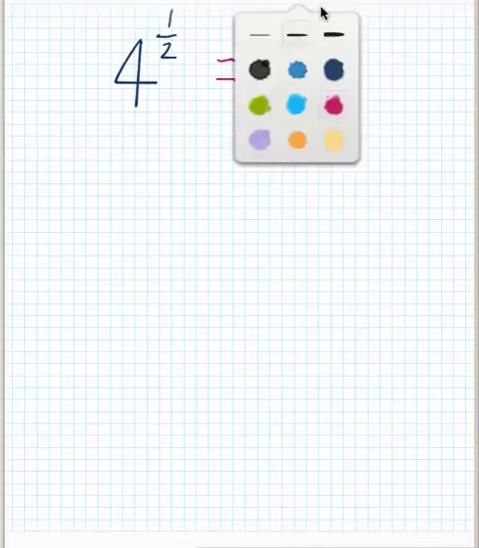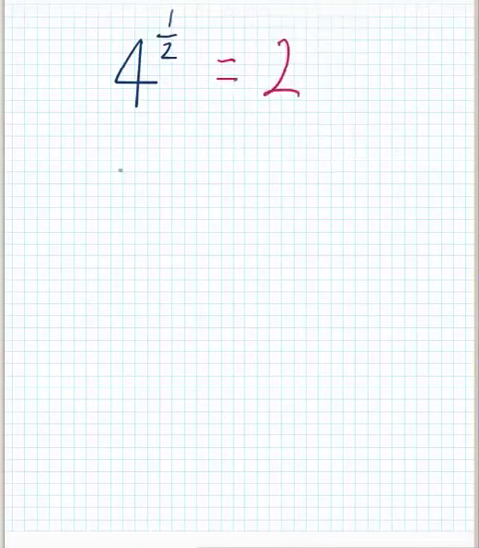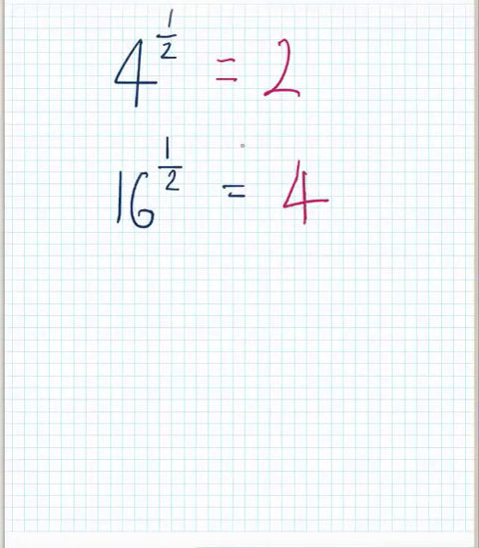I want you to try another one. Try 16 to the power of a half and see what you get. And what you should get is a 4. Now, when a 4 is involved, when does it ever turn into a 2? Or when we have a 16, when can the answer possibly become a 4?